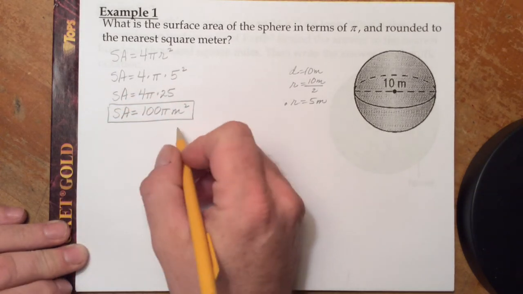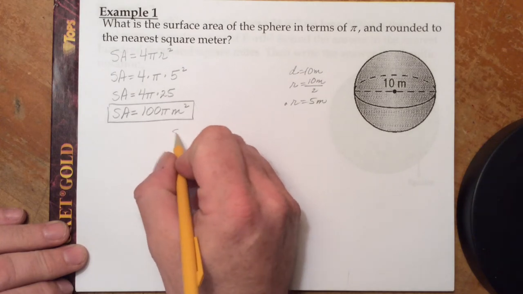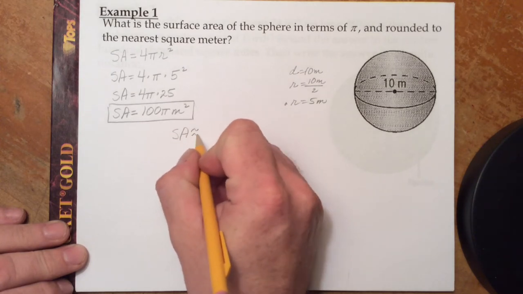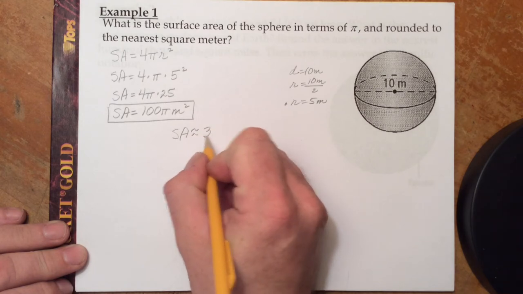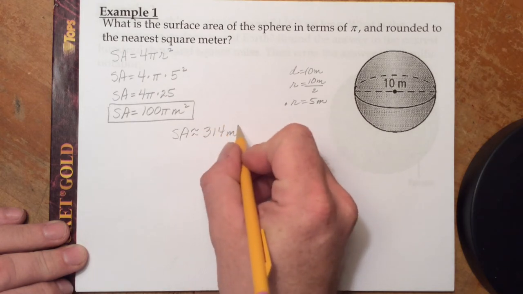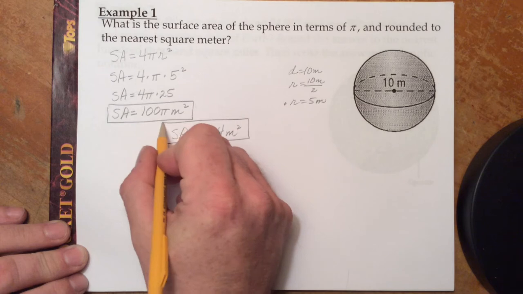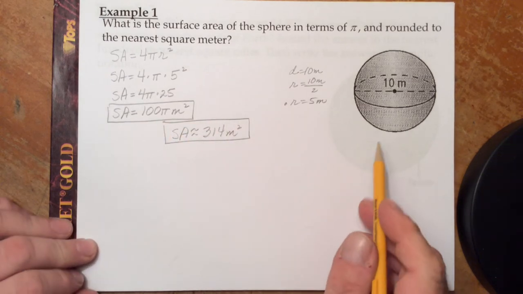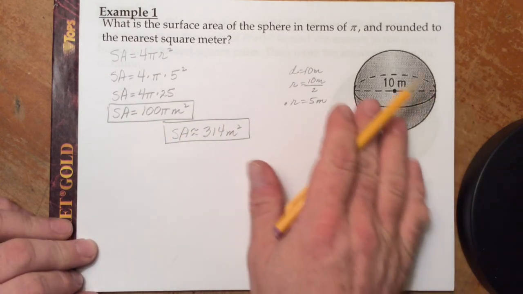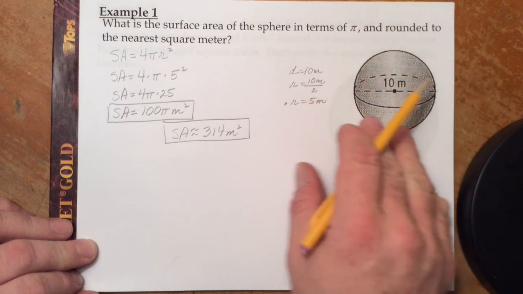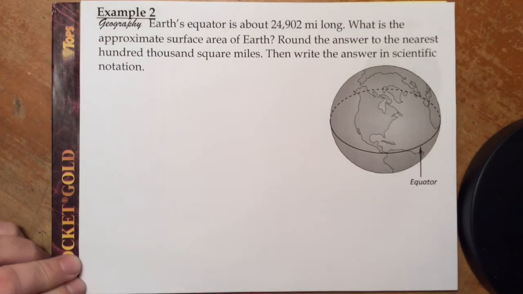Approximated, rounded to the nearest square meter, the surface area, using your calculator, 100 times pi, is 314 square meters. So about 314 square meters of the surface all around the sphere, completely around it.